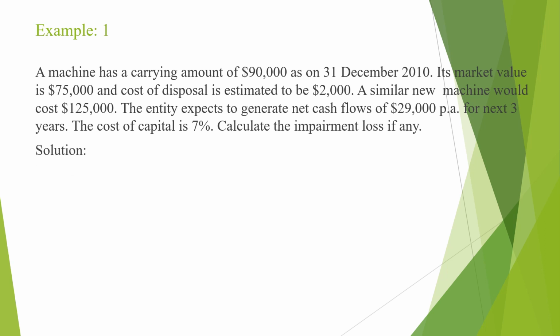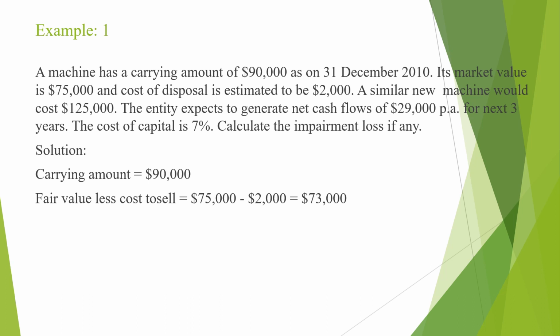Now first let us identify each amount. Carrying amount is given in the example as 90,000. What is fair value less cost to sell? The market value is 75,000 and the cost of disposal is estimated to be 2,000. Therefore, fair value less cost to sell becomes 75,000 minus 2,000, that is 73,000.